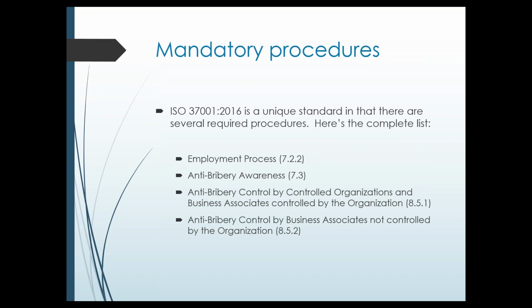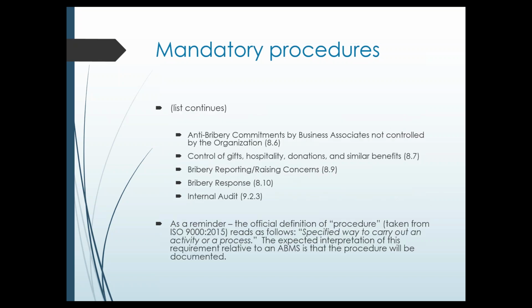Now, 37001 does have a rather long list of required procedures. Some of these we've looked at already in terms of requirements. You have to have a procedure for your hiring practices, for how you raise awareness of the anti-bribery program, for control of both controlled organizations and business associates, and how you are going to control business associates that are not controlled by the organization, where you don't have control over their top management. You're also required to have a procedure for the commitments by your business associates not controlled by the organization, controlling gifts, hospitality, and donations, a defined procedure for how you will report bribery or raise concerns, and how you will investigate those concerns. And finally, internal audit has to have a procedure as well.